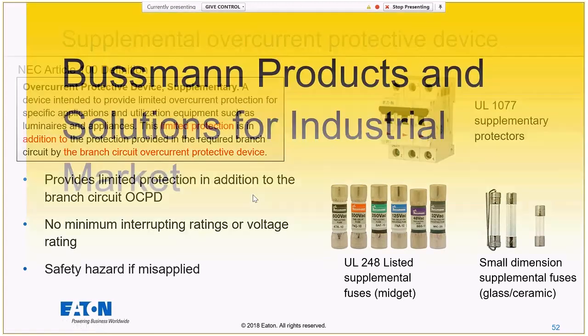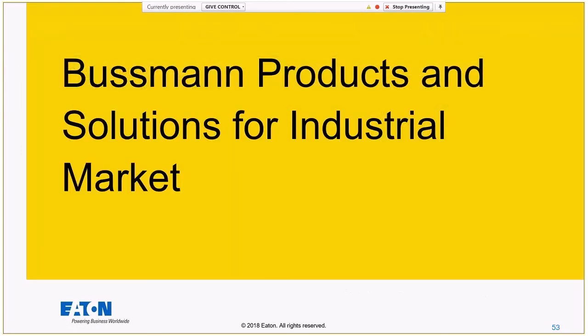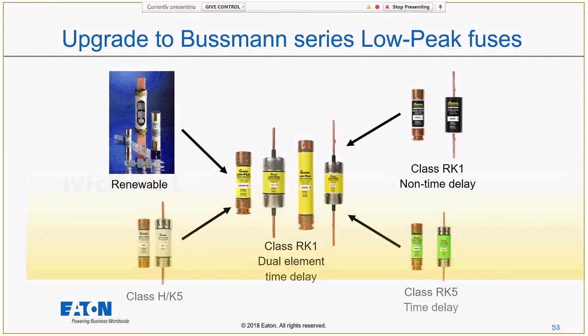So that's it for all of my different types of fuses. I'm going to talk now just for a minute about some Bussmann products specific for the industrial market. The first one is going to be a low peak fuse upgrade. Hopefully you're familiar with this program, but the whole idea of the low peak fuse upgrade is that Class RK1 fuses, the dual element time delay, so those are the LPNs and the LPSs, can replace any renewable Class H or K5, Class RK1, or Class RK5 fuse that is installed in a facility.